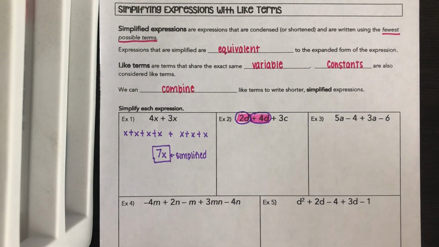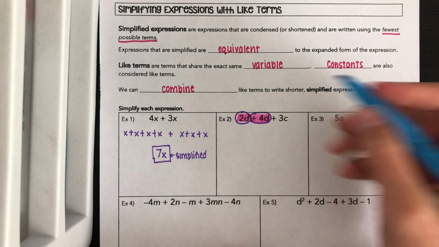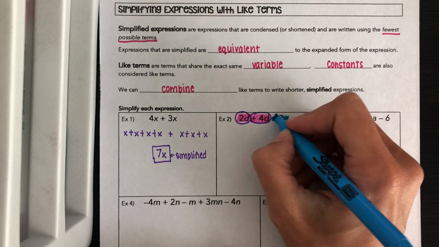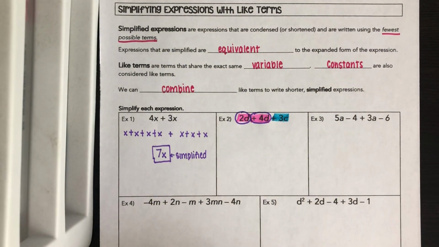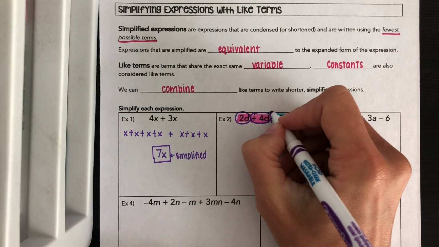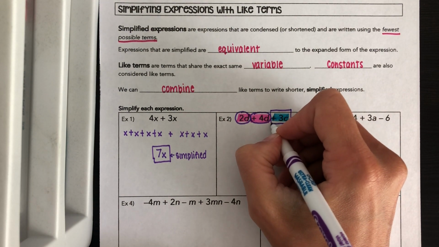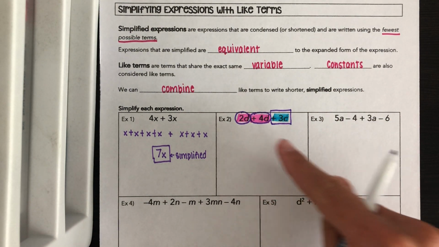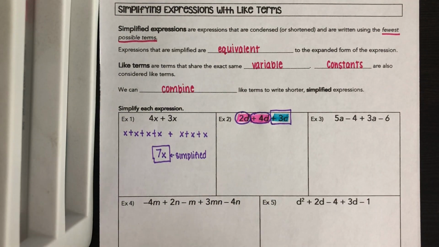When I look at 3c, I don't see any like terms, so I'm going to use a different color highlighter, or if I'm using just my pencil, I'm going to put a different shape around this term to show that it is not a like term for 2d and 4d.